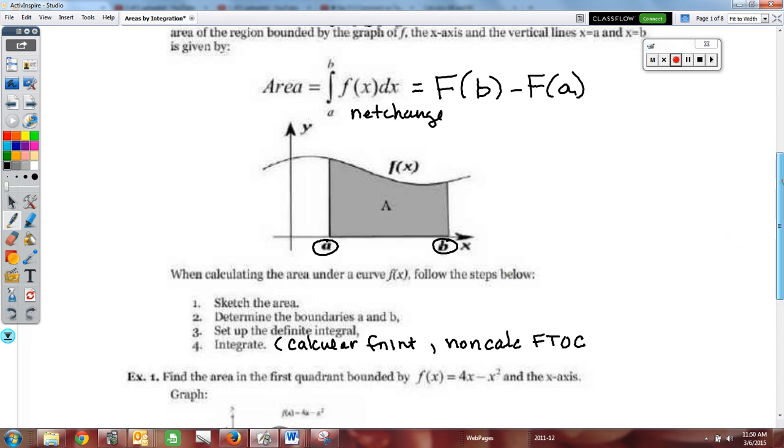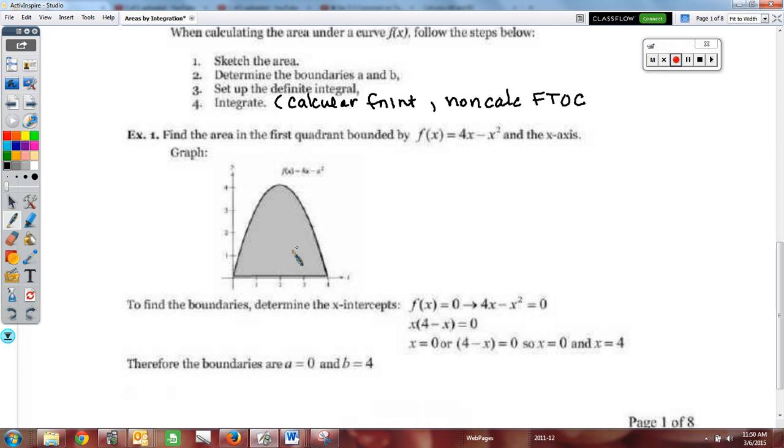All right, so for example, we're going to come down here to example 1, and we have a curve. They didn't actually give us the bounds, but what they're giving you is the fact that the function and the x-axis are bounded together, and we're looking for this area. So you are going to be able to find the bounds yourself by finding the x-intercepts.